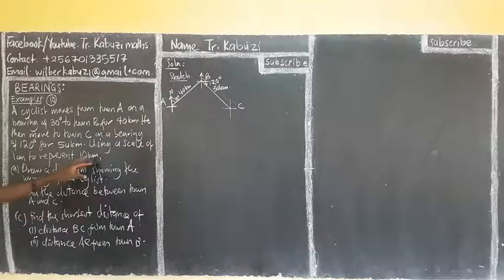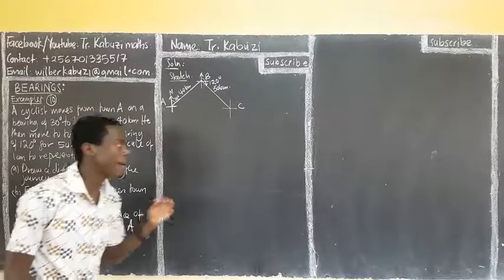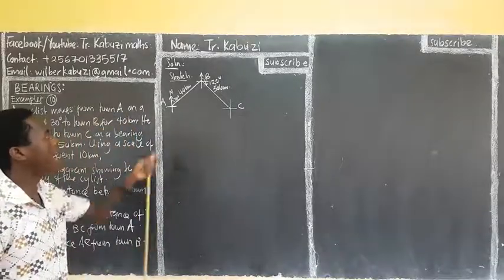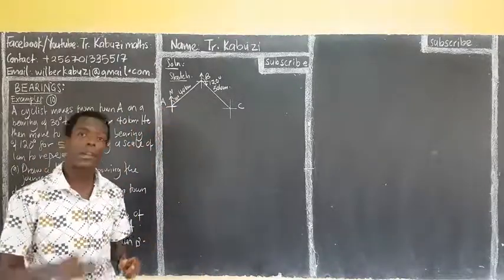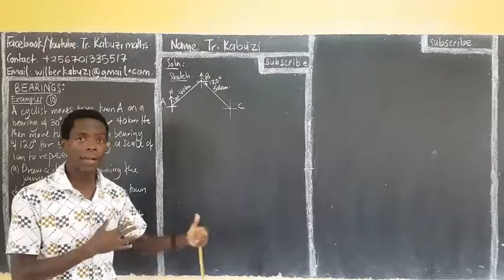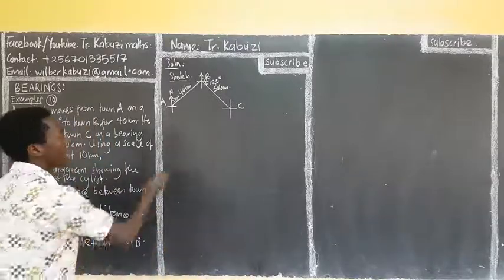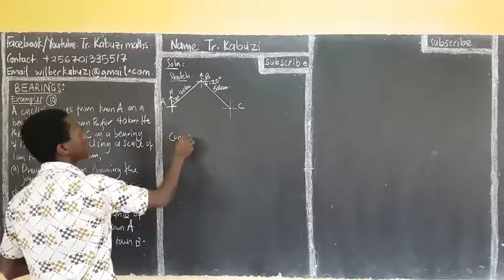Then the other thing is using a scale of 1 centimeter to 10 kilometers, draw. Now I'm going to use a graph. All these numbers, you put them on a graph, all the working. Meaning I can't put kilometers on a graph, so I have to convert from kilometers to centimeters. That's why they're giving us the scale.